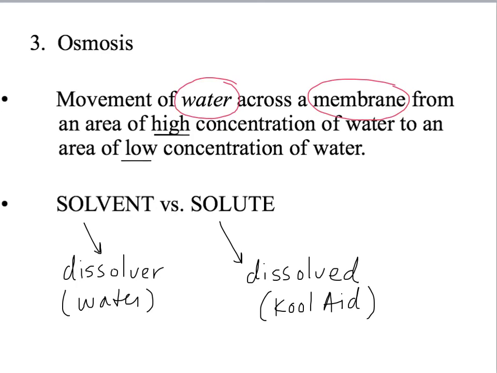Now this comes into play with osmosis because the amount of water that's in a solution is dependent on how much solute there is. So if you have a lot of solute, then you have less solvent, and vice versa. If you have a lot of solvent, then you have less solute, comparatively. So we're going to look at how osmosis works with moving water from high concentration to low concentration.